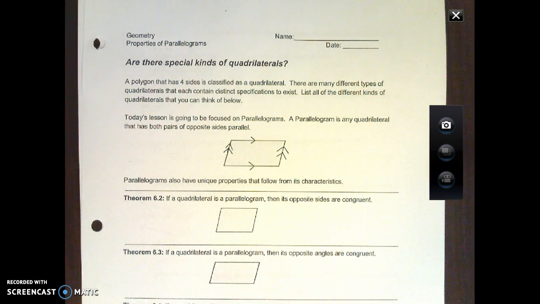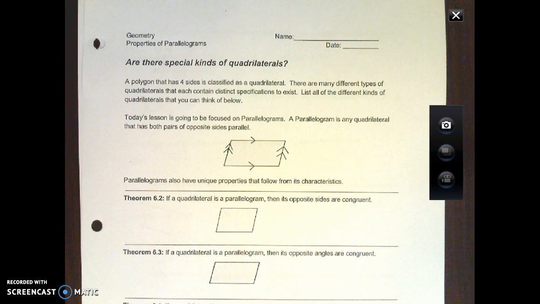So, what exactly are parallelograms? Well, let's see. Are there special kinds of quadrilaterals? What we're going to find out, and what many of you already know, is that there certainly are. You're not going to have just quadrilaterals, you have specific types. A polygon that has four sides is classified as a quadrilateral. That's your blanket family type. There are many different types of quadrilaterals that each contain distinct specifications to exist.